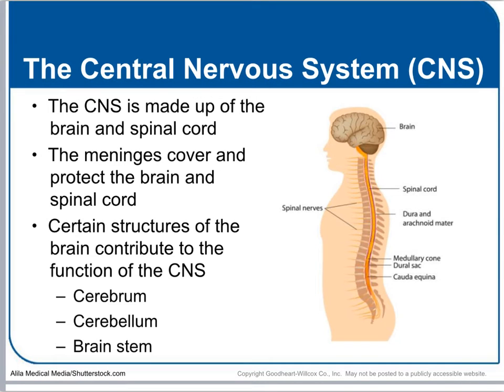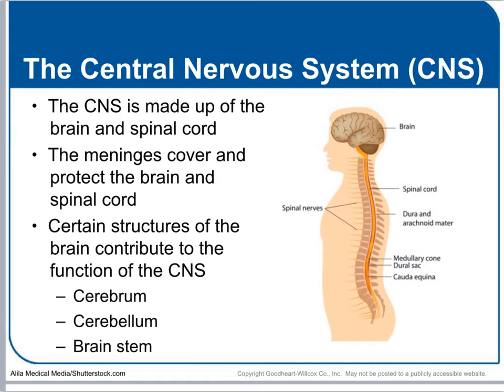The central nervous system is made up of the brain and spinal cord. You have meninges that cover and protect the brain and spinal cord. The meninges is actually made up of 3 different membranes. I know you've probably heard of them. It's called the dura mater, the arachnoid, and the pia mater. And I'm not going to test you on those, but you should know that there's 3 membranes, and they line the skull and the vertebral canal that encloses the brain and the spinal cord, and it protects it.